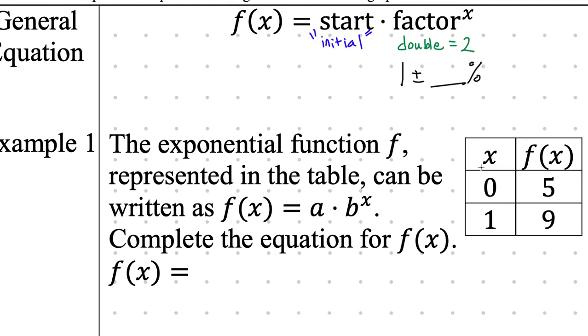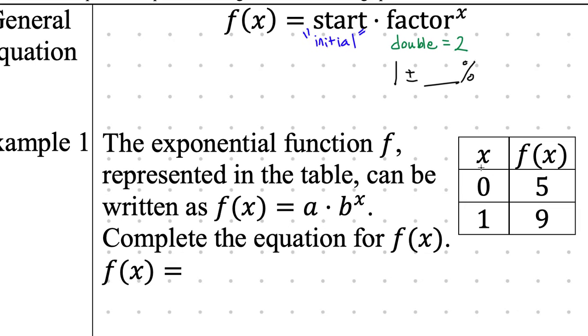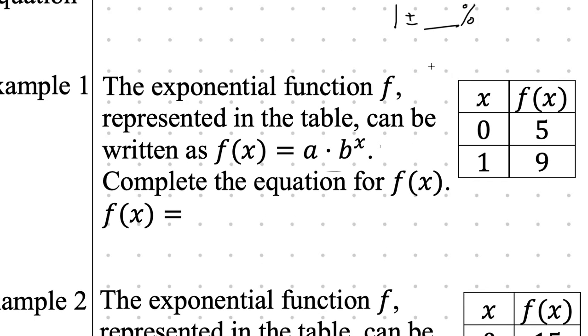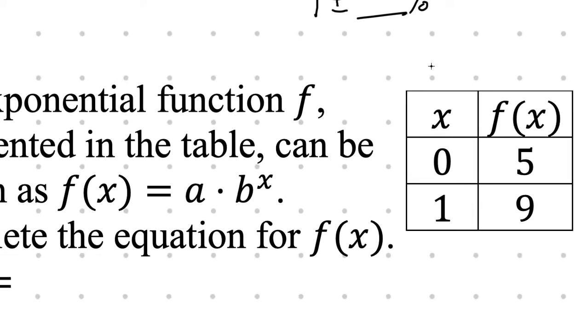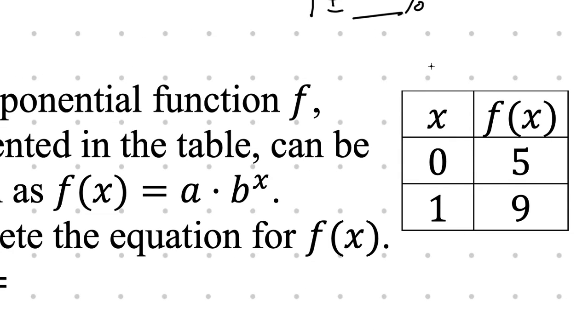So in example one, I have a table over here. And I'm telling you, this is going to be an exponential function. It tells us, hey, we're doing this form, a times b to the power of x, which is basically what I wrote up here. I didn't use a and b, I said start and factor instead. But basically the same thing. How am I going to turn this table into an exponential function? Any ideas? Charles?